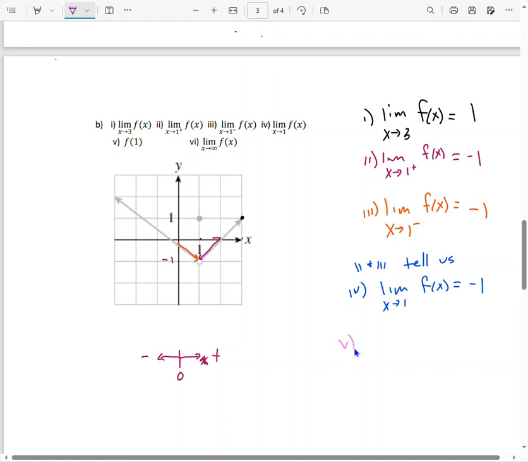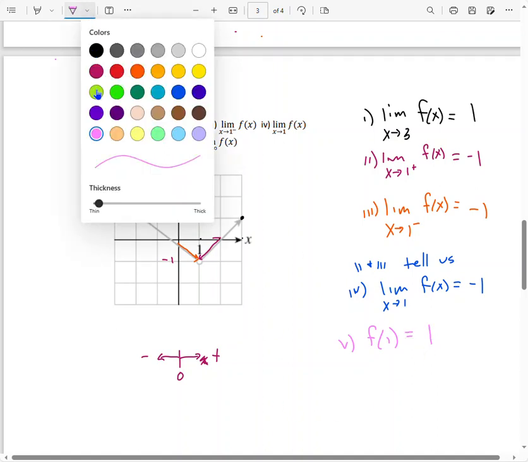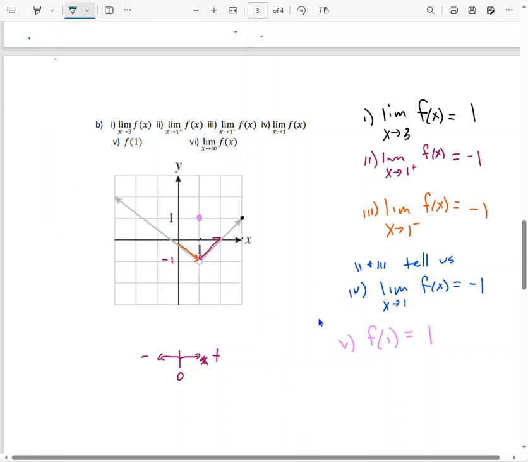Number 5. F of 1. When I put the value of x equals 1 in, notice that's an open hole. X equals 1 happens right here. It's equal to 1. And our last one, let's go forest green or something like that.